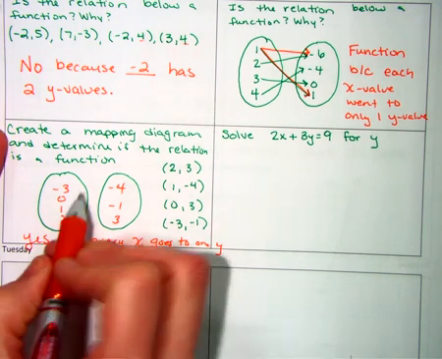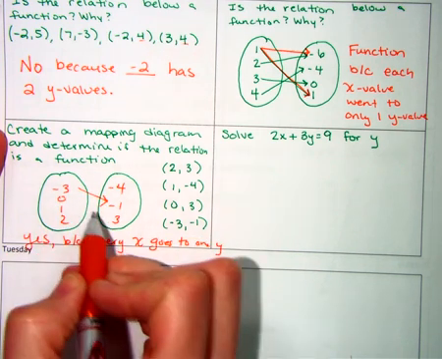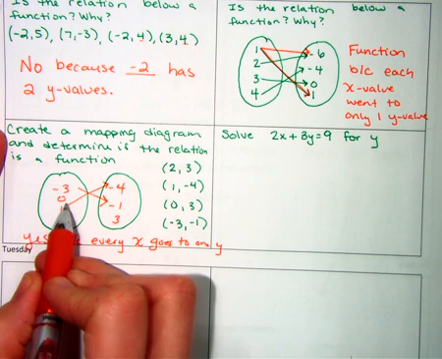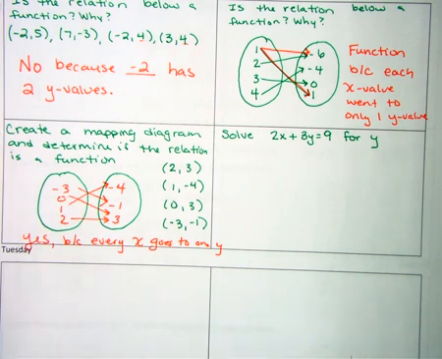Okay, and then the arrows: -3 went with -1, 1 went with -4. I skipped 0: 0 goes to 3, and 2 goes to 3. Okay, so that's what mine looks like.